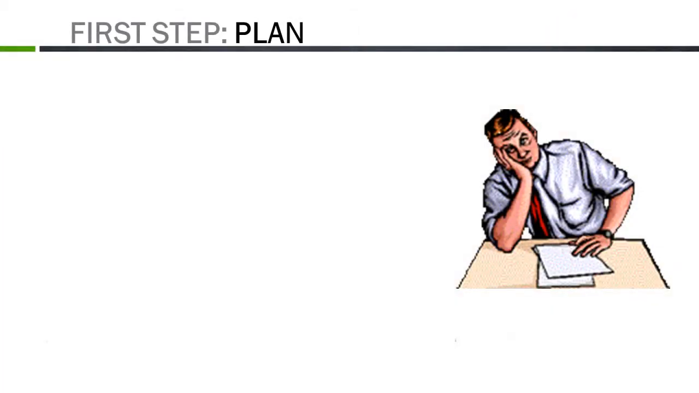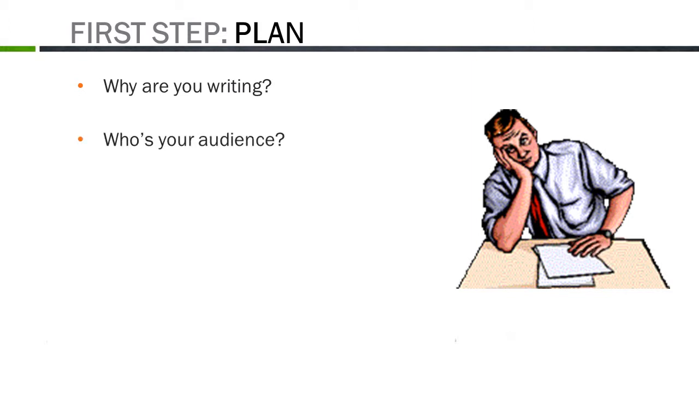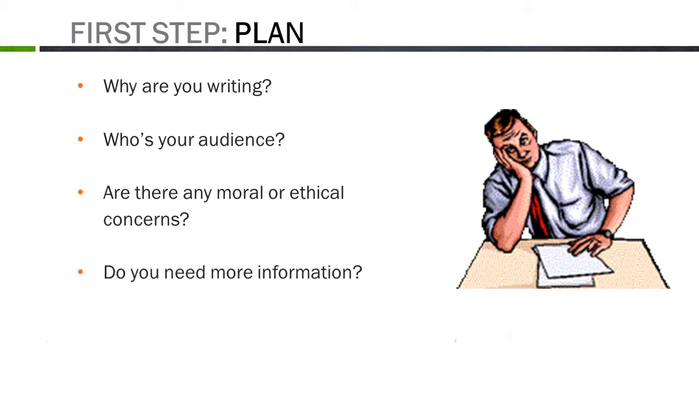First step to the process is to plan. The planning phase involves figuring out what exactly the issue is that you're trying to resolve or the reason that you're writing in the first place. Decide who your audience is and what they need or expect. Think about any moral or ethical issues that might be present in this situation. Know what information you have and what information you need to research. Finally, the planning stage is the time to choose which context or method you'll use to present the information to your audience.